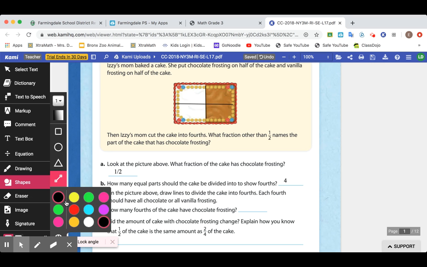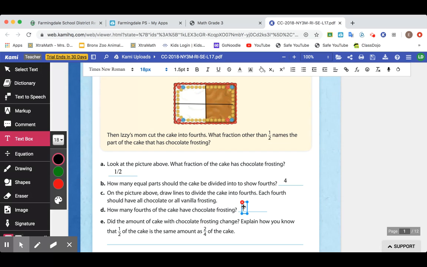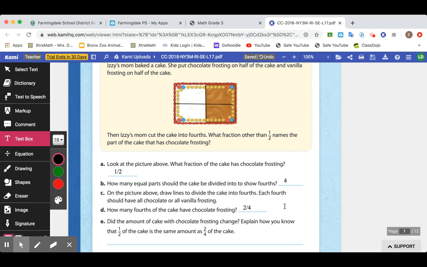Let me get my text box. It says, how many fourths of the cake have chocolate frosting? Okay, so now we can see we have 1, 2, 3, 4 equal pieces. So how many fourths have chocolate frosting? So 2 pieces out of 4 in all. So 2 fourths have chocolate frosting.